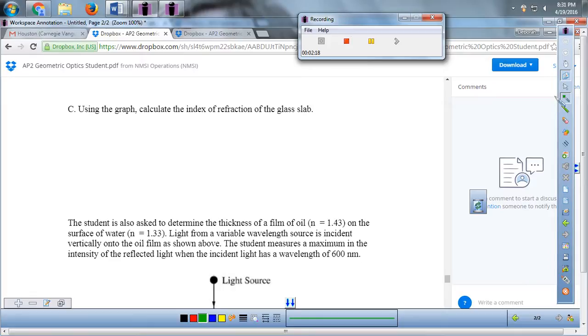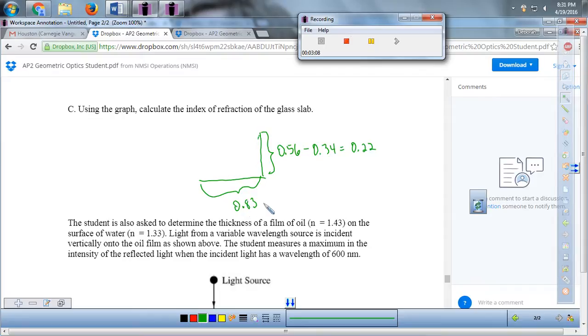I said that I had a rise and a run, so I'll show you what my rise and my runs were. Okay, so I had a rise, and when I plotted that, I wrote them down, 0.56 minus 0.34. So my rise was 0.22. And then my run, I said was 0.83 on the x-axis minus 0.48. And that gave me a run of 0.35.